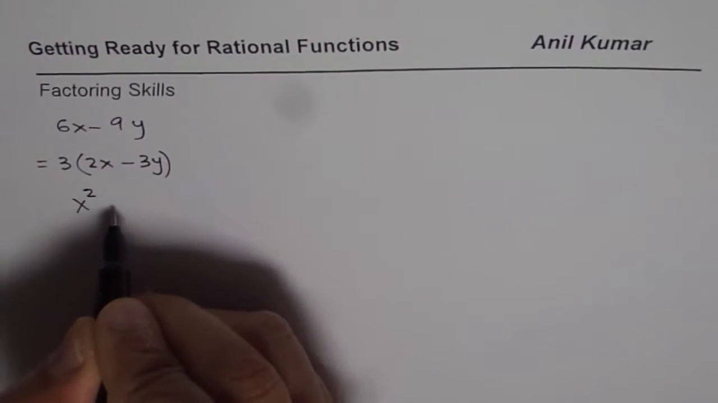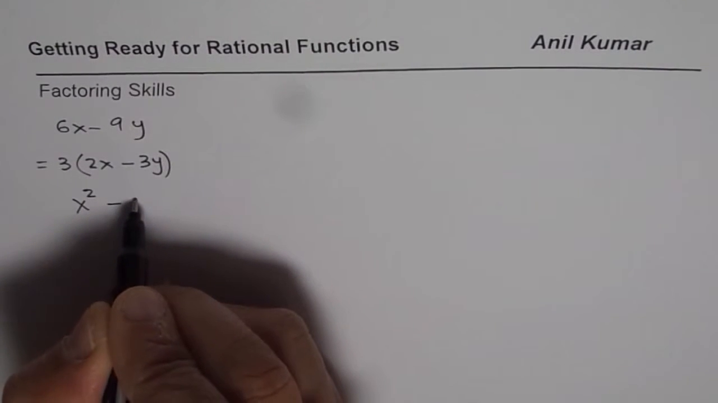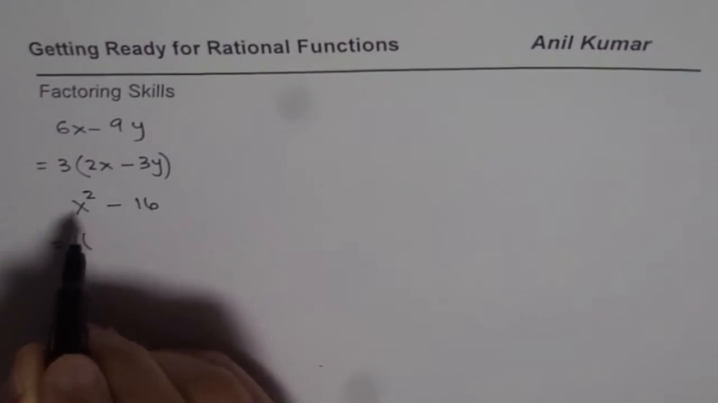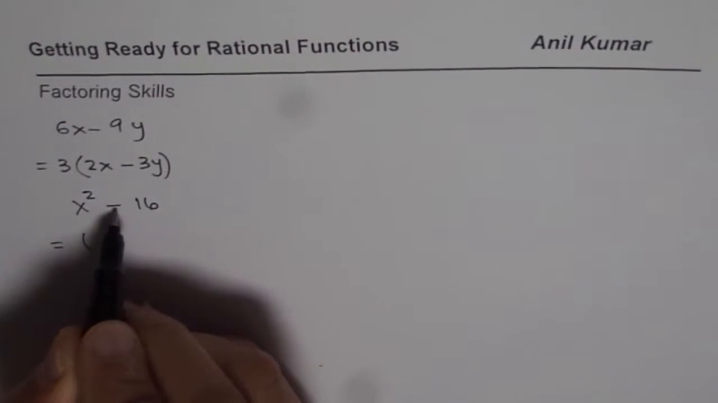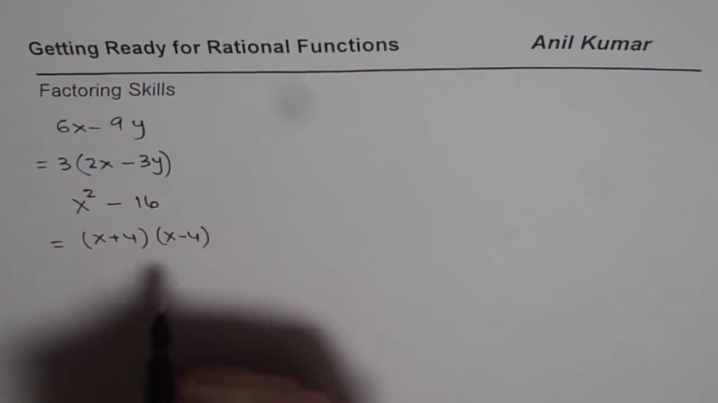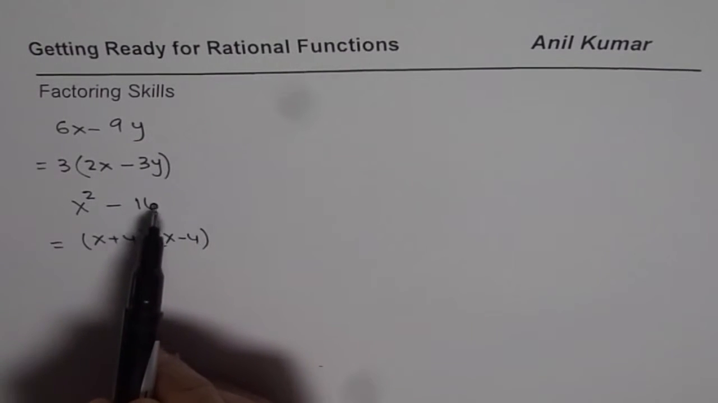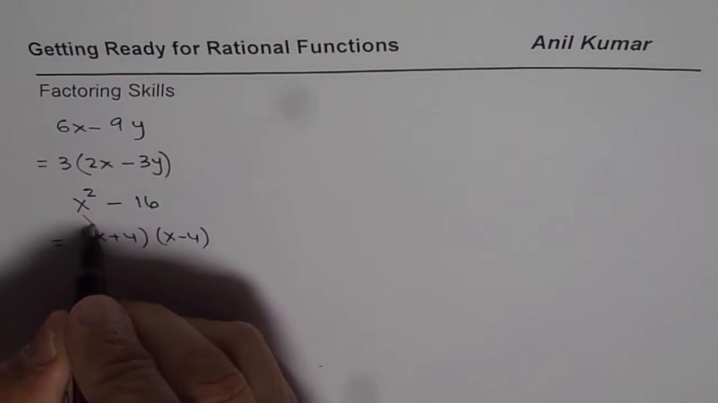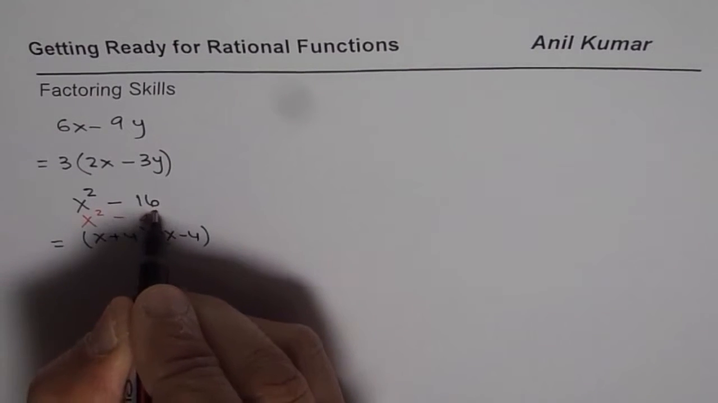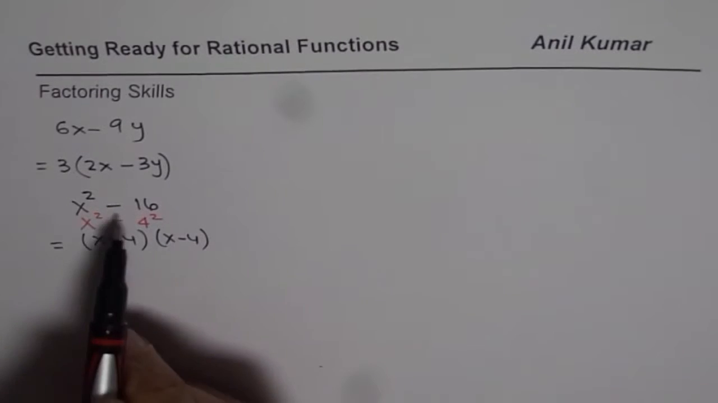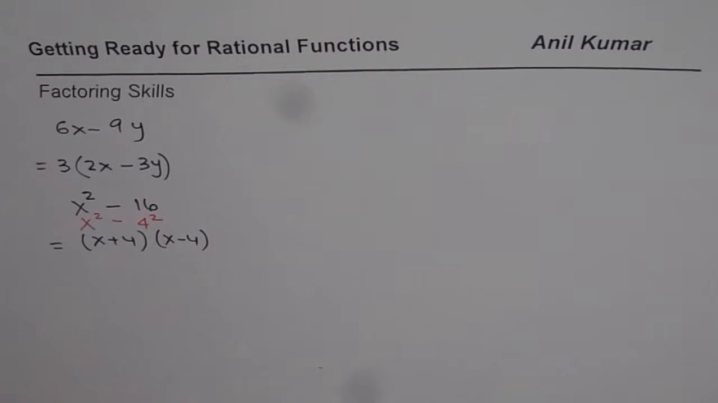We have worked with difference of squares. Let us say x squared minus 16. Now here this is a difference of squares and it could be factored as x plus 4 times x minus 4. The reason is that I could write 16 as 4 squared. So what I really am looking at is, let me rewrite this, x squared minus 4 squared. So it is difference of squares. I could write this as product of sum and difference, right? So that is another example.